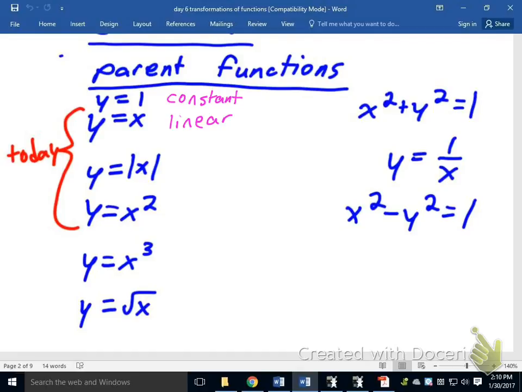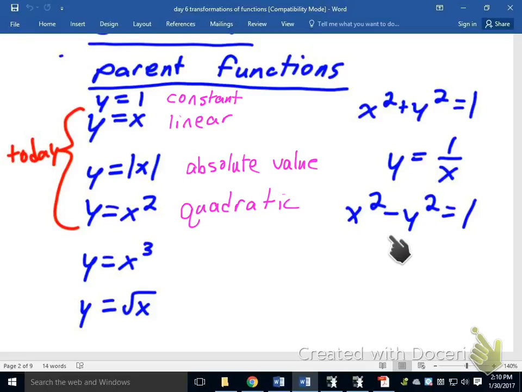Y equals absolute value of x, and obviously that's for any absolute value functions. And y equals x squared are for any quadratic function. And what you've got now is a cubic, which we'll be learning about later in this class. Y equals root x, which we learned about in Math 2. This is the equation of a circle, x squared plus y squared equals 1. This is a hyperbola. It's actually a rational function, y equals 1 over x. I've also called it inverse variation.